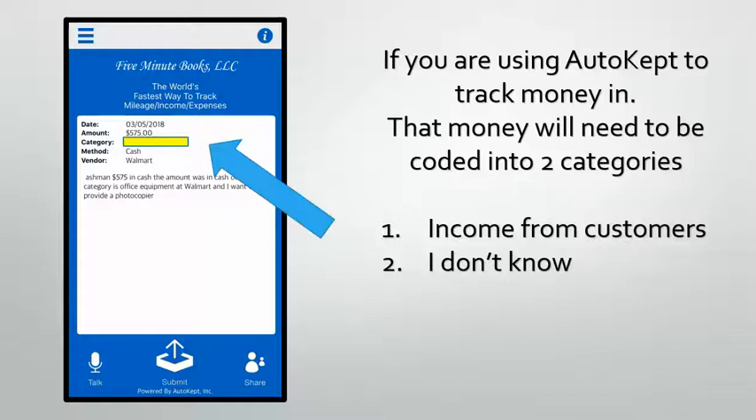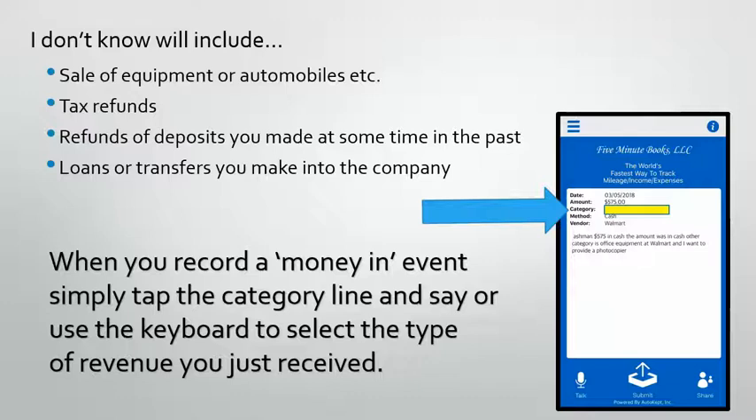So that's pretty simple so far, but here's where it gets a little bit more accountant-y, if that's a word. When you're using AutoKept, we want to be able to separate money in from money that comes from customers and all other types of income. Now, this is important because it's going to have a lot to do with your tax return.